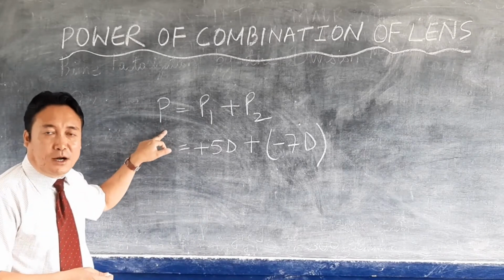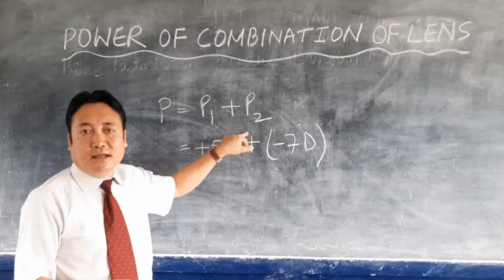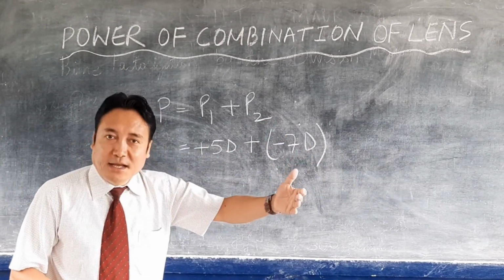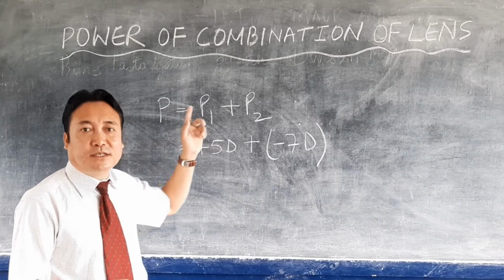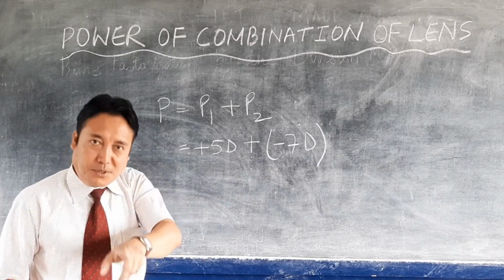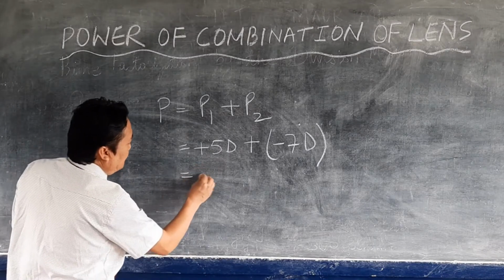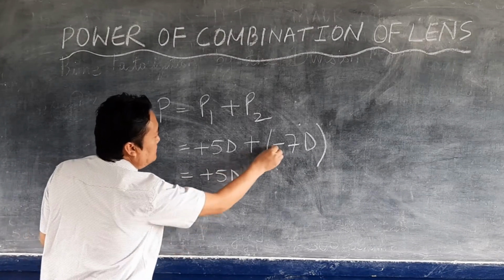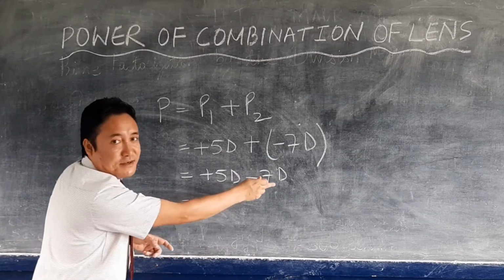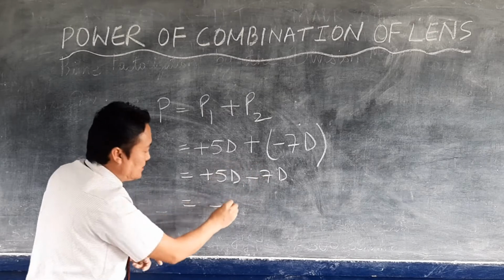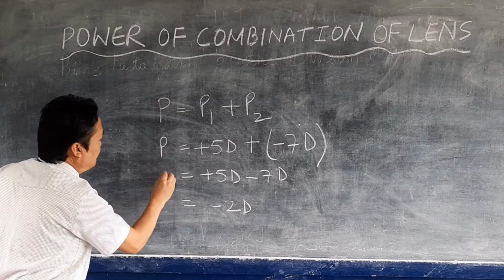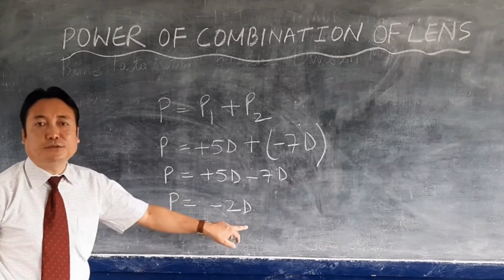So how will we get this resultant power? By adding the individual powers. This resultant power is equal to the algebraic sum of individual powers. So plus 5D plus minus 7D. Plus 5D minus 7D, the sign will remain minus because 7 is greater, so minus 2D. You subtract it, and the resultant power comes as minus 2D.